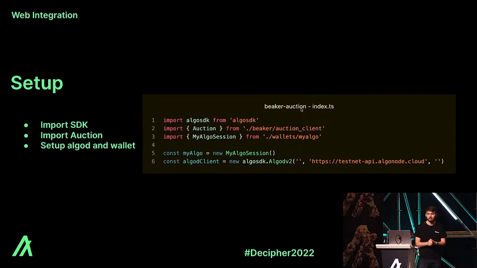We also have some other imports, so Algo SDK and MyAlgo, since we're going to be sending transactions on testnet. And since we're going to be sending transactions on testnet, by default, Beaker will just connect to a local sandbox. So instead, we want to create our own connection to a public API using AlgoNode here that connects to testnet.